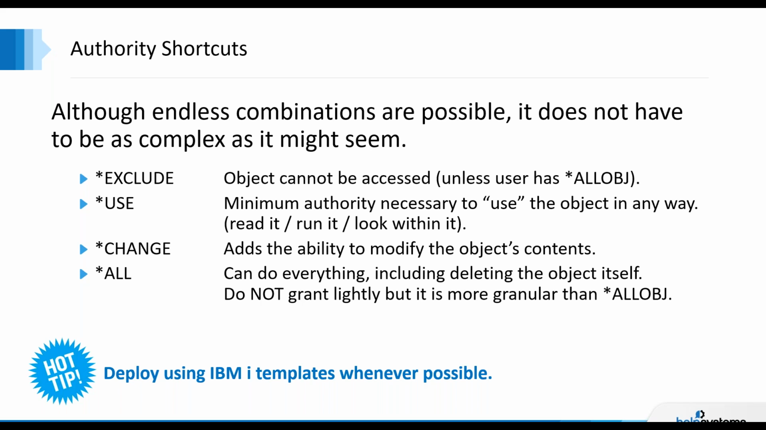Then we go up to change. The difference now is that we have the ability not only to see the contents in the object, we also have the ability to manipulate them. And then lastly, we have all, which means you can do everything. Not only can we now manipulate the data in the same way we can with change, but we can also manipulate the container, the object that that data is in.